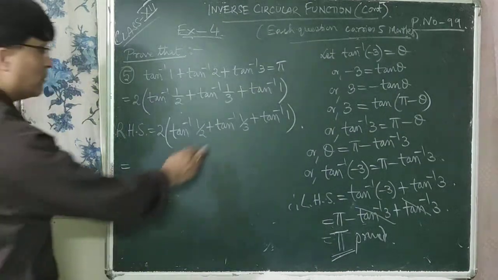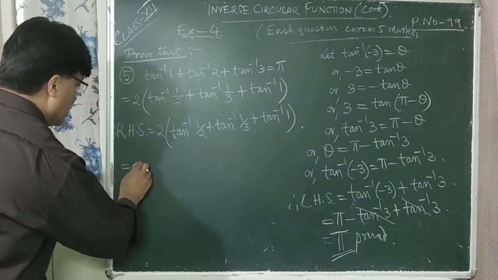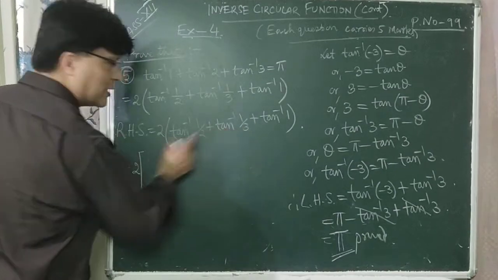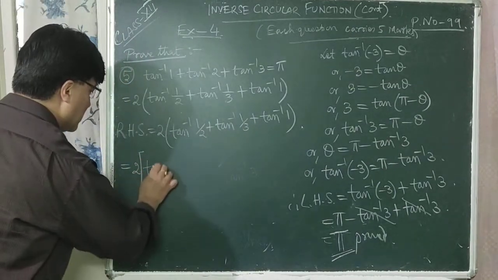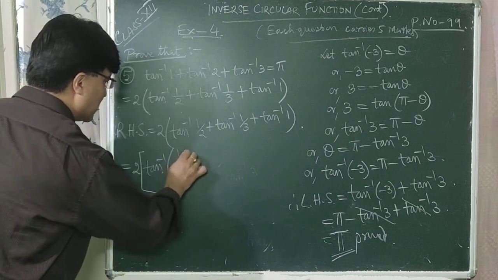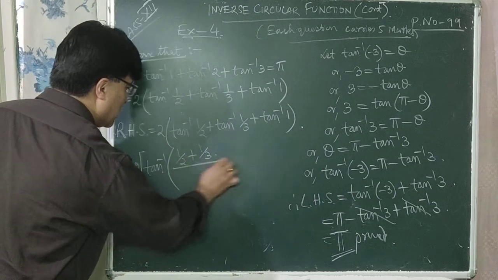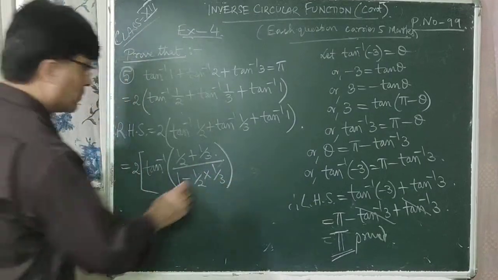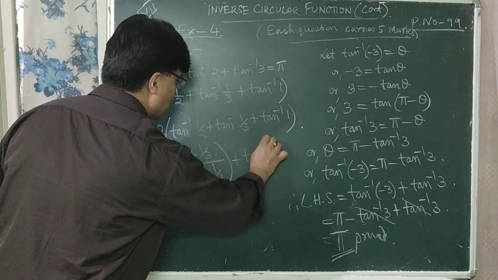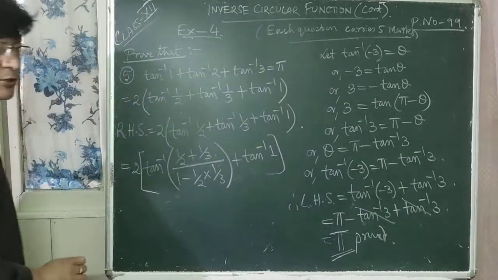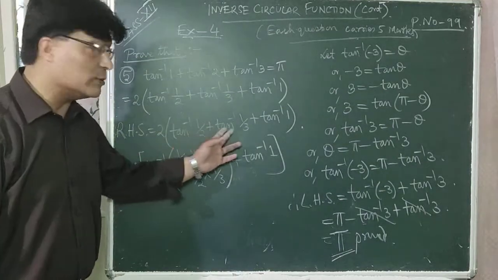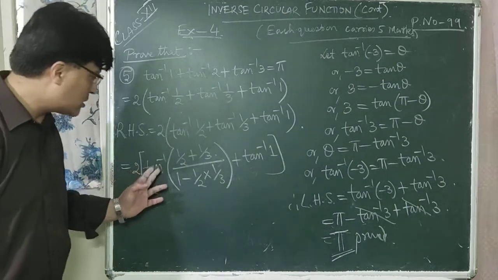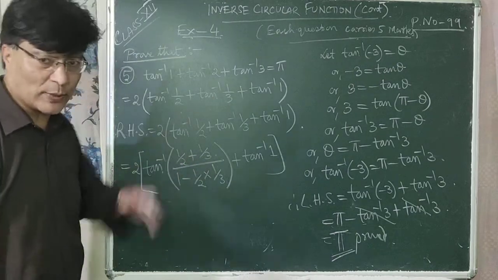Now let us simplify it first. Okay? Now what is the formula for this 2? Tan inverse x plus tan inverse y, isn't it? You can use this formula. So tan inverse within bracket x plus y, that is half plus 1/3, x plus y divided by 1 minus xy, that is half into 1/3, right? Then plus this tan inverse 1, bracket is closed. These first two terms are simplified here. That means the tan inverse x plus tan inverse y formula is used. So it is tan inverse x plus y upon 1 minus xy, right?